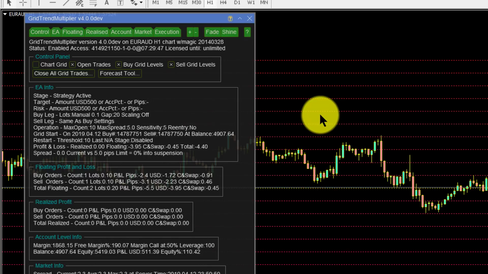Now, just a reminder again that this is just a preview of the upgrade. The actual upgrade will happen in a few days' time.